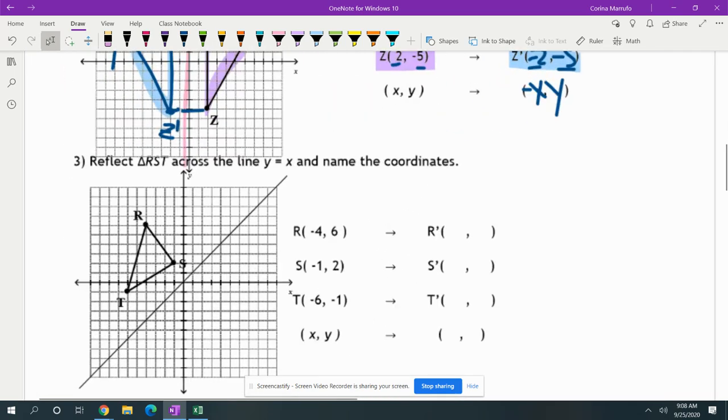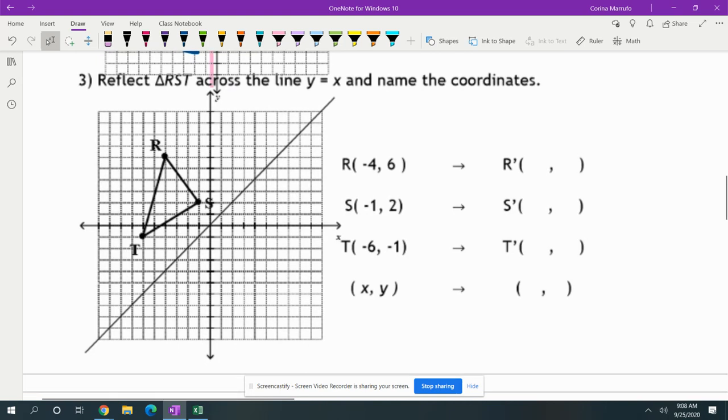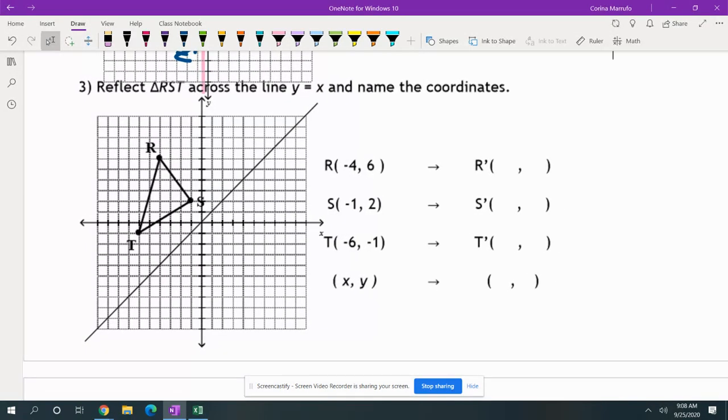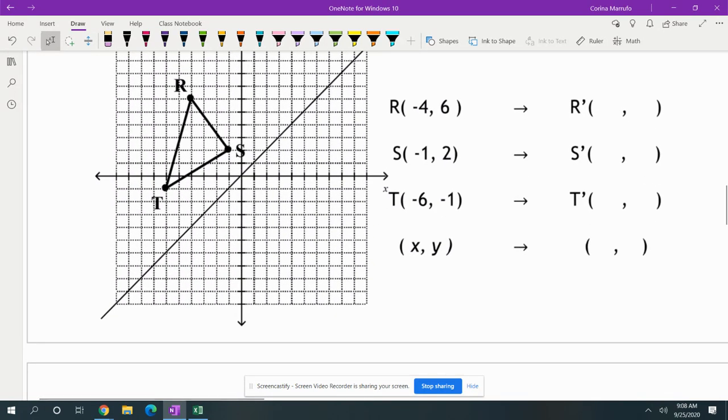Now this next one says reflect triangle RST across y equals x and name the coordinates. When you reflect this one, it is a little bit different. Since we are reflecting across the y equals x line, this is our line of reflection. We're going to have to count how many spaces away this one is from that line. The way that we count it is diagonally. So if you see, that's diagonally. That's 1 unit, that's 2 units, and then that's half.